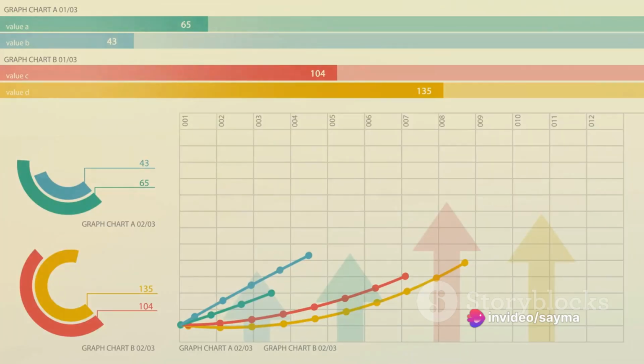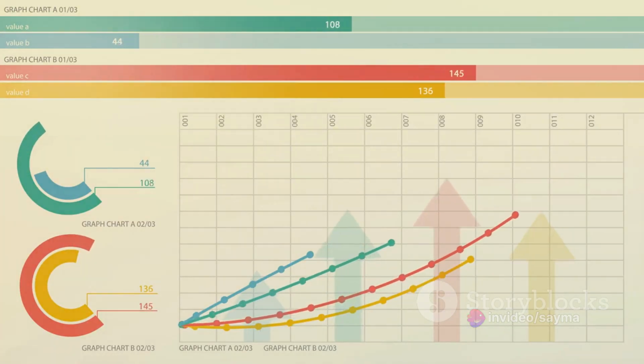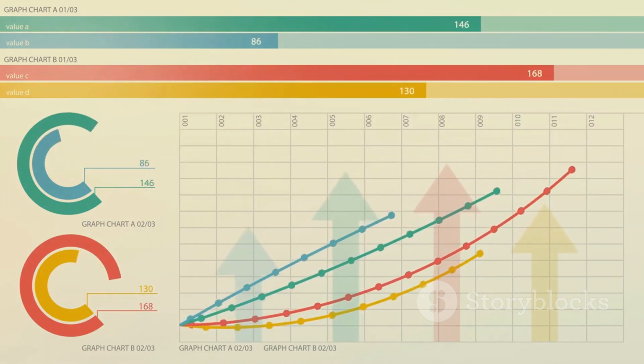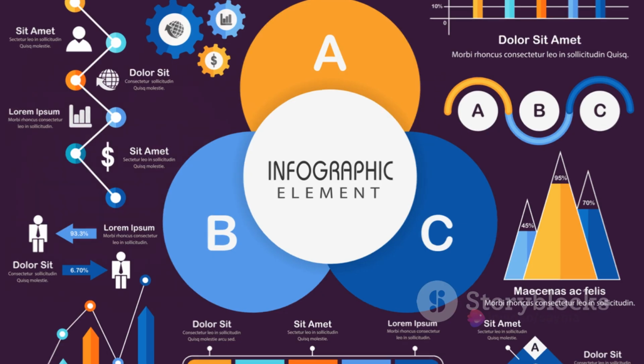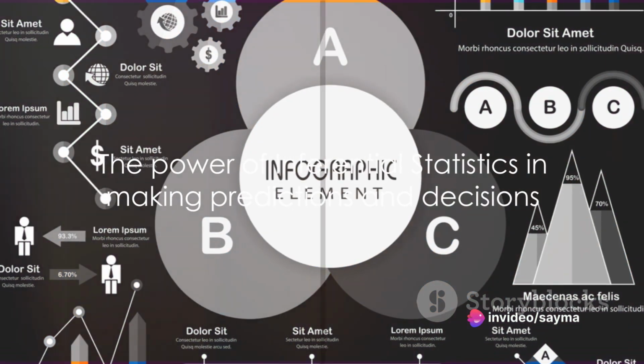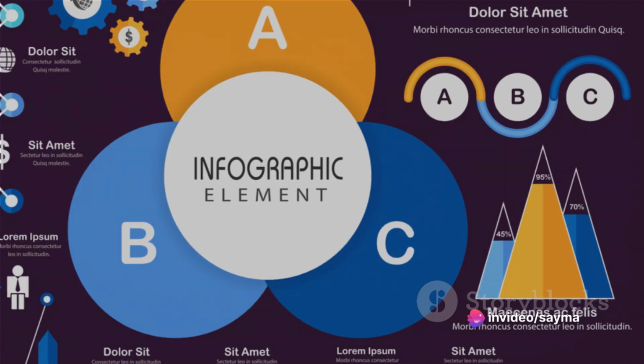So if we say that the average height of women in a certain region is 5 feet 4 inches, with a margin of error of 2 inches, the true average height could be anywhere between 5 feet 2 inches and 5 feet 6 inches. Inferential statistics gives us the power to predict and make informed decisions.